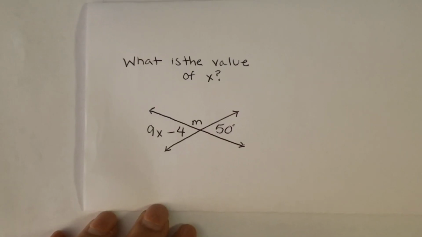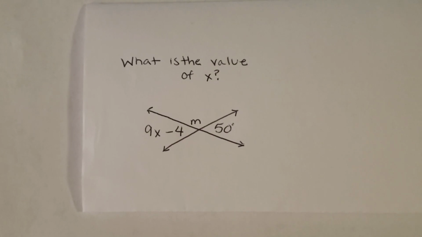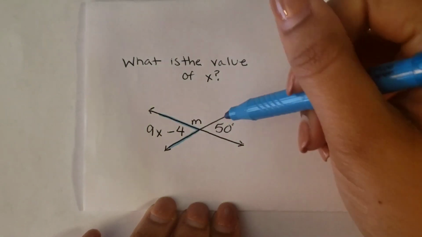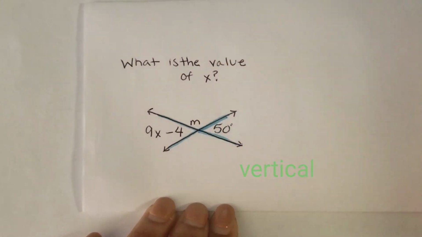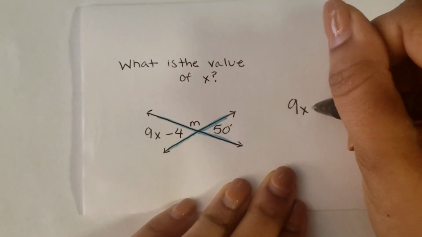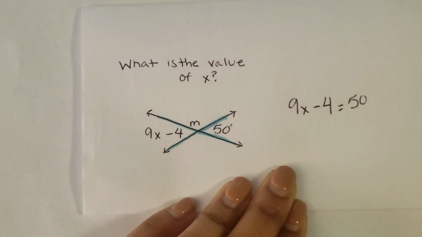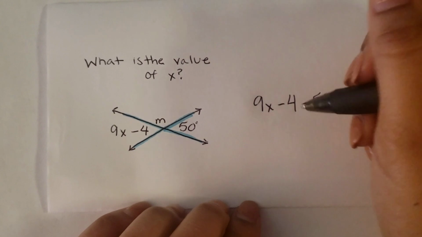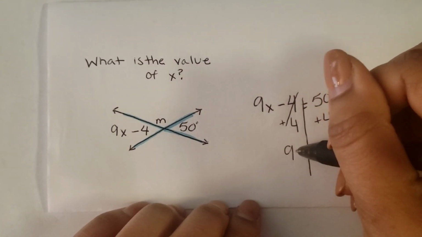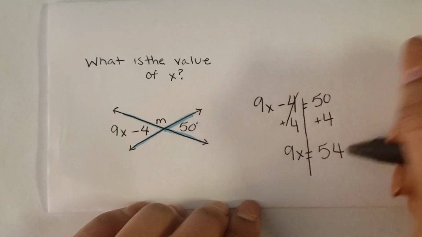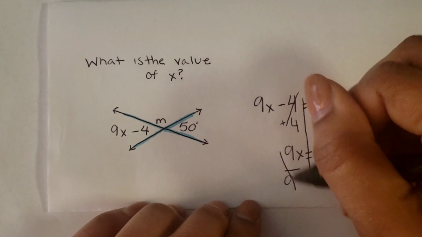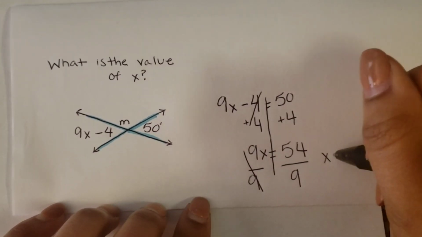All right, let's do another one together. We can look at this and we can say that these angles right here are vertical angles, okay? That means that they're going to be equal. So we're going to set 9x minus 4 equal to 50. So from there, we're going to draw our line. We're going to add 4 to both sides, and we're going to be left with 9x equals 54. From there, we're going to divide both sides by 9, and we're going to be left with our answer, x equals 6.